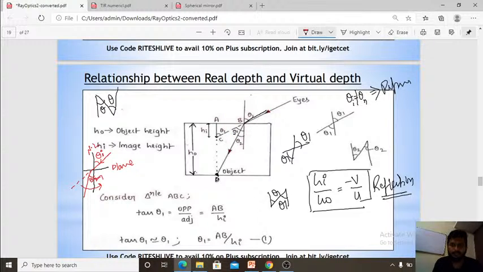Then, theta 2 here. See here, again this theta 1 is equal to the whole theta 1. Why? Similarly, from the alternative angle I have written theta 1 equal to theta 1. This total is theta 1, and here it will be theta 1. So, hope you understood, Abhinav.